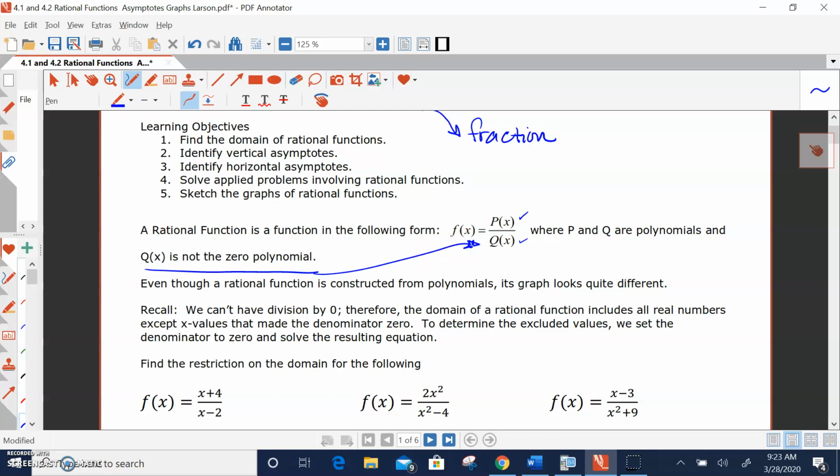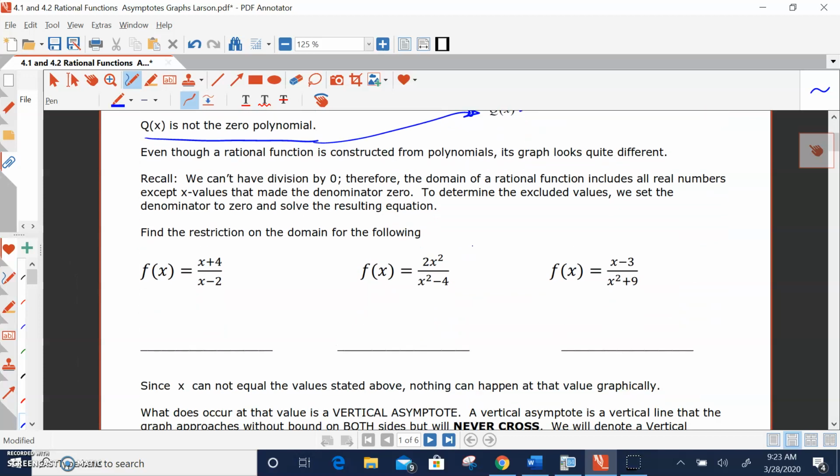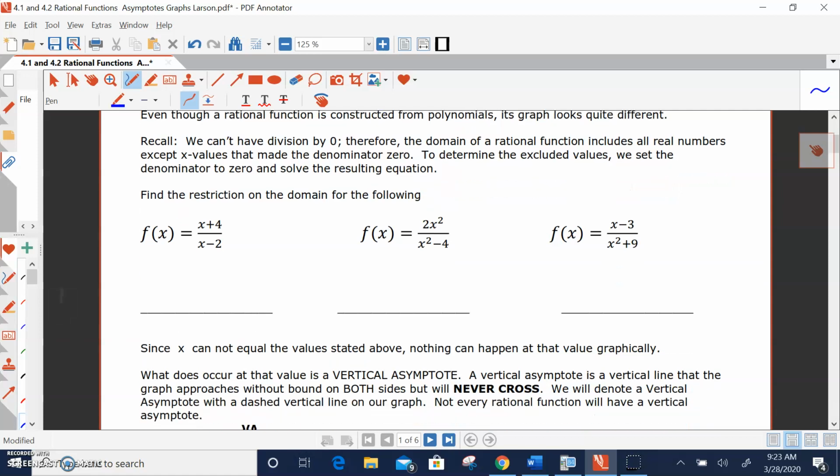So it's constructed of polynomials, but the functions are going to be really strange when we go to graph them. Those graphs are going to look awkward, so we'll need to be able to interpret those. So let's recall, we can't have division by zero. So when I work with the domain of these rational functions, I have to make sure that I exclude any value that would cause me to get division by zero.